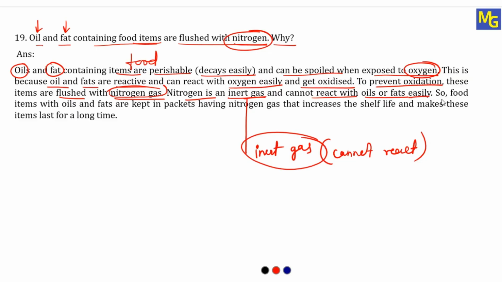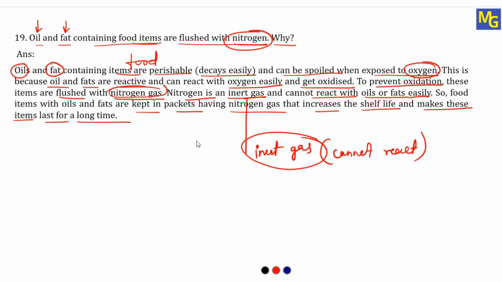So food items with oil and fats are kept in packets having nitrogen gas that increases the shelf life, means they will not get spoiled easily. The life of that food item will increase, makes these items last for a long time.